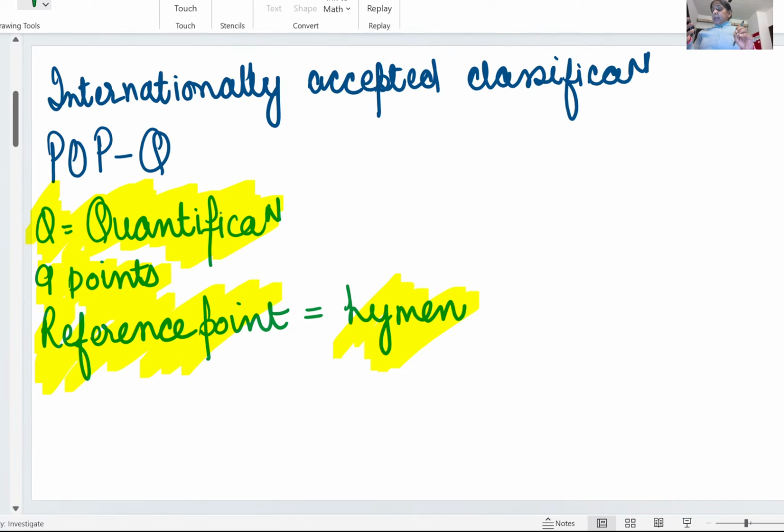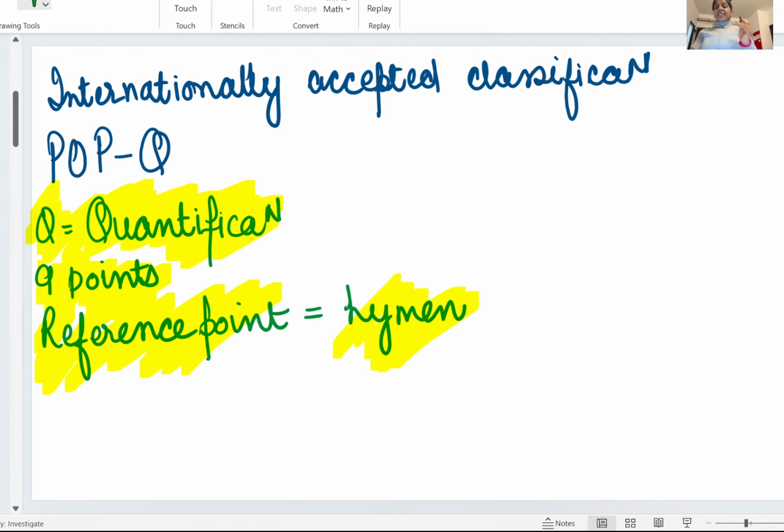Now, as you see, in the Shaw's classification we knew that the uterus had come down, but we were not able to measure how much was the cystocele and how much was the rectocele. So, the internationally accepted classification is the POPQ classification.